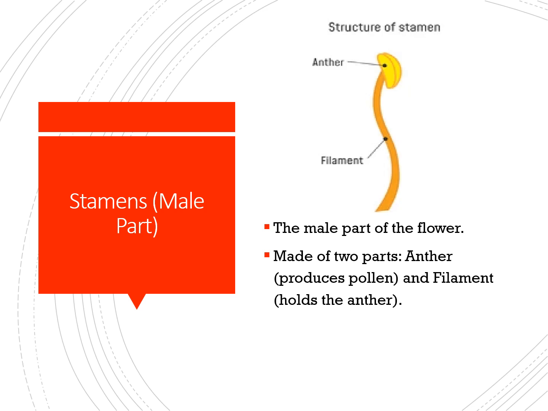Stamens. Stamen is the male part of the flower. It is made up of two parts. The upper part, the anther, produces the pollen grain. And the lower part, the filament, holds the anther. So the function of the male part, the anther, is to produce the pollen grain, which is essential for the reproduction of a new plant.